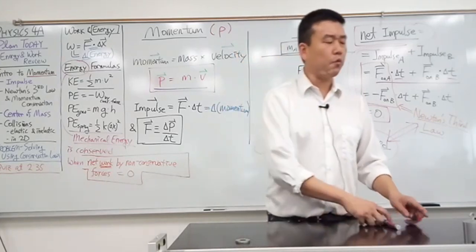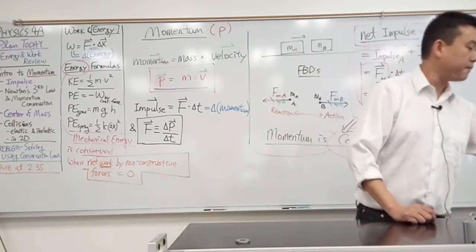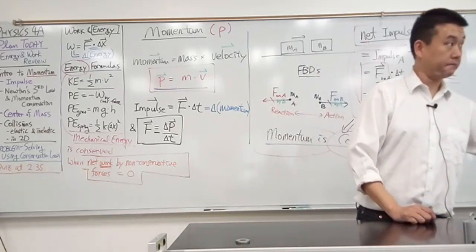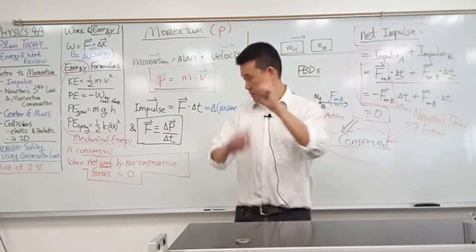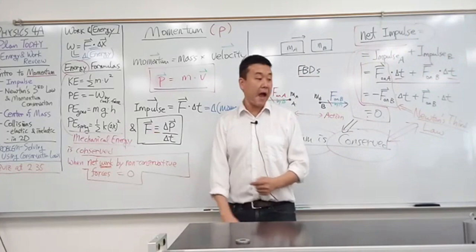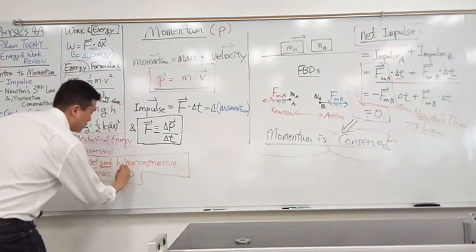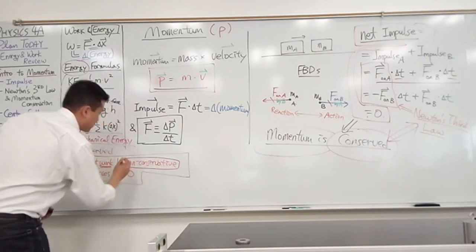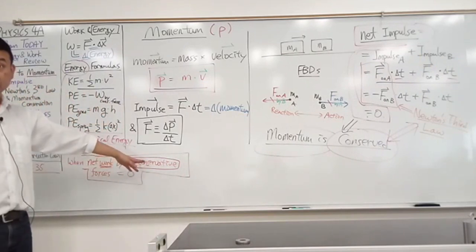Let me ask you this question. What kind of forces would you blame for momentum possibly changing? Momentum of a system possibly changing. As a reminder, with the energy, the kind of forces that we blamed was the non-conservative force. Those are the forces that had the possibility of changing energy, right?